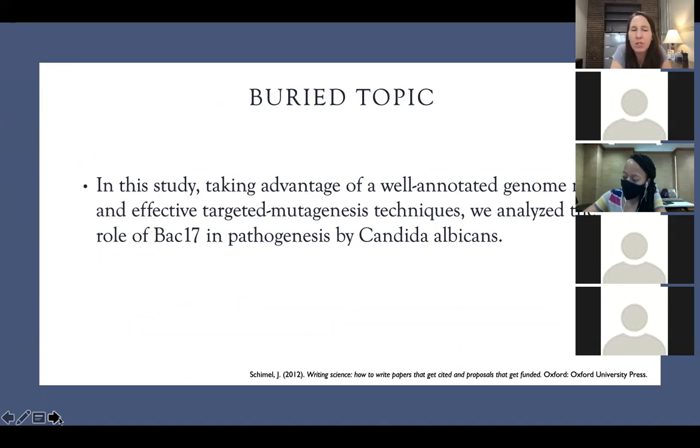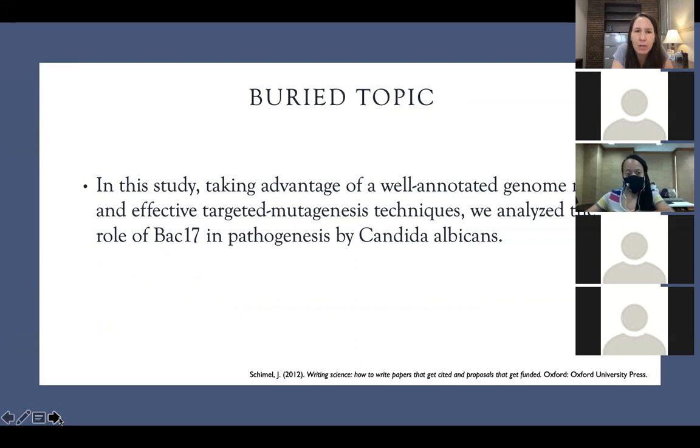Another thing you might run into here with sentence structure is the problem of burying your topic somewhere deep in your sentence. So in this example we have here, "In this study, taking advantage of a well-annotated genome map and effective targeted mutagenesis techniques, we analyzed the role of BAC17 in pathogenesis by Candida albicans."